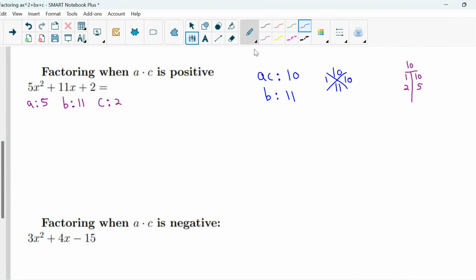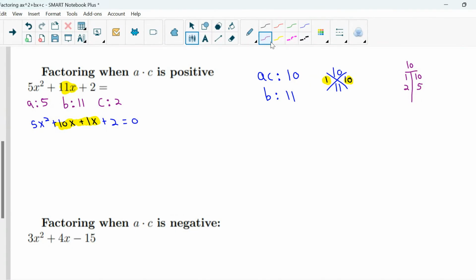So what I'm going to do with these two factors is split my B value, which is my 11x, into 1x and 10x. So I'll write this as 5x squared plus 10x plus 1x, or you could just write x, plus 2 equals 0. As you can see, I just split my B value into two different parts.